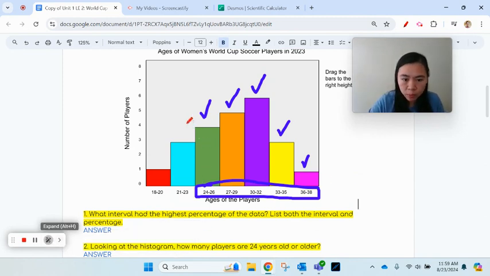This bar was 4. There's 4 players here, 5 players, 6 players, 3 players, and 1 player. So how many total is that? How many are older than 24? Okay, so that is the Women's World Cup questions.